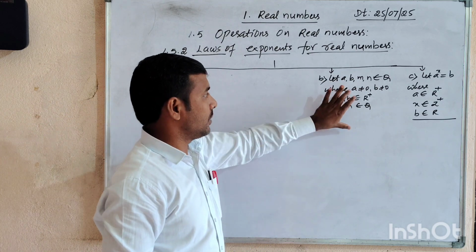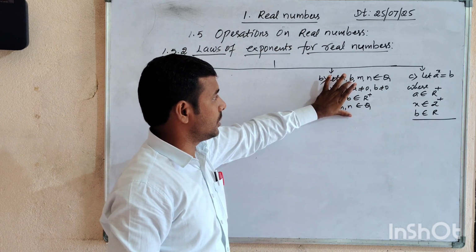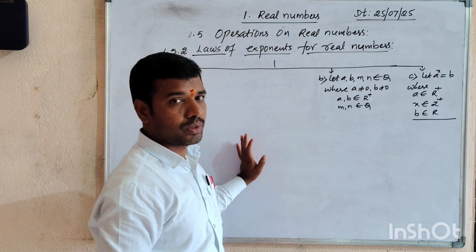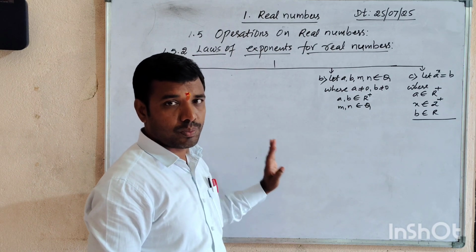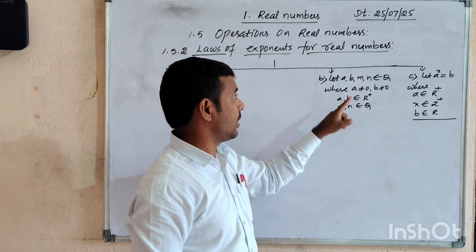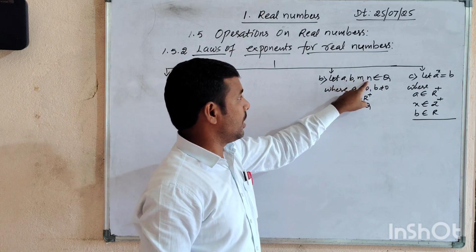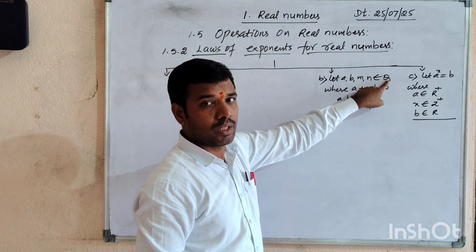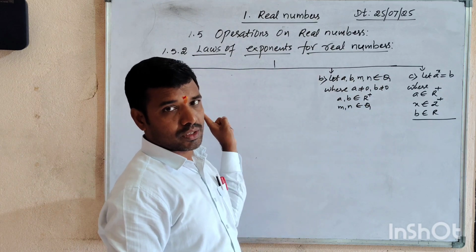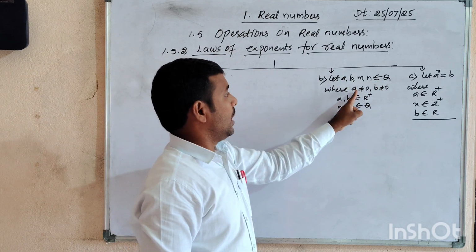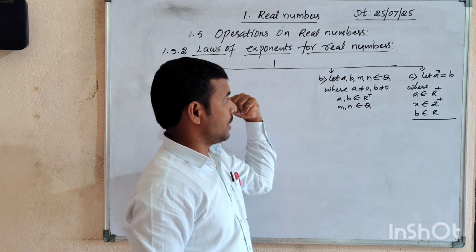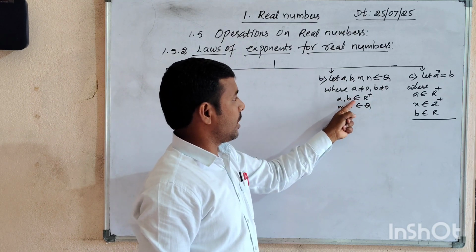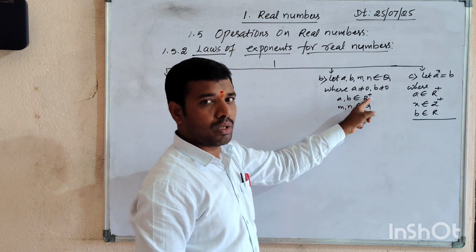Once again, this condition is very important. Through this condition, we can perform the problems. We can write the formulas. Based on that, we can do some problems. Once again, I am reminding you. a, b, m, n are rational numbers. Previously it was integers. a not equal to 0, b not equal to 0. They are also same. Here a, b belong to positive real numbers.